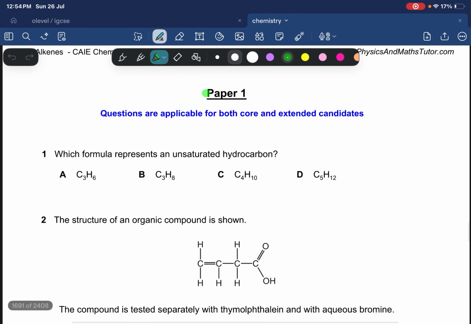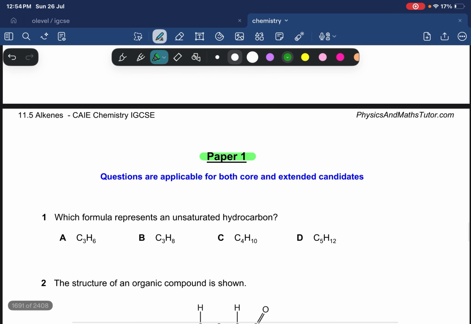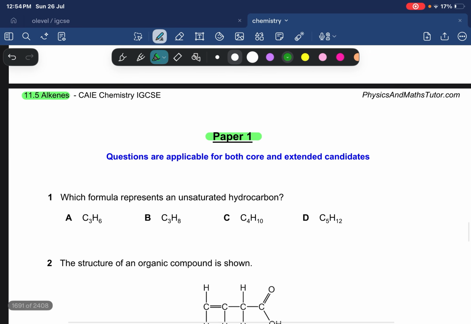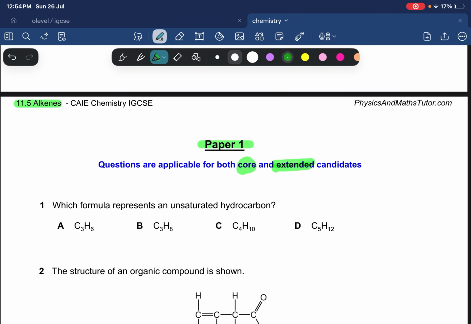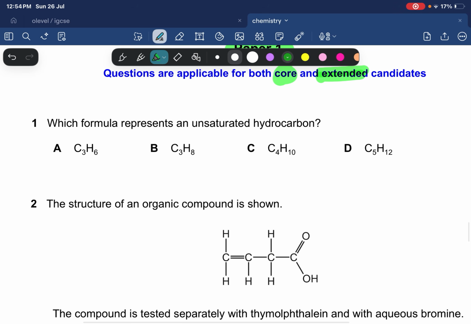So we're going to be solving paper 1 chemistry CIA examinations, and the topic for today is going to be alkenes. So let's get started. First, we're going to solve the questions that include both the core and the extended candidates, and then we're going to do the core. I'd like the extended candidates to also practice the core stuff, right? You have to do both.